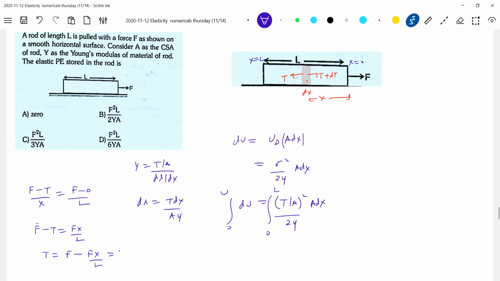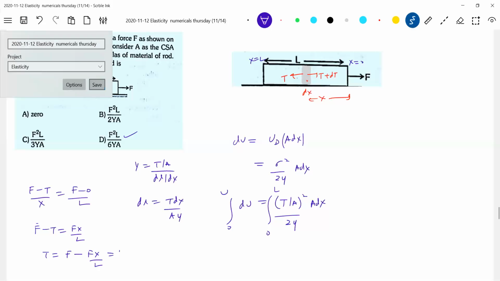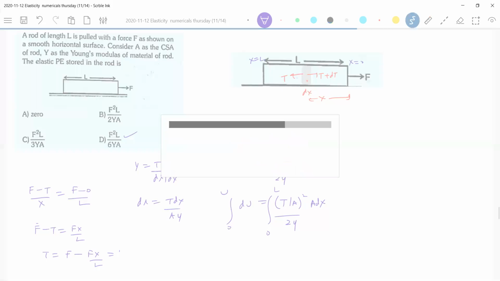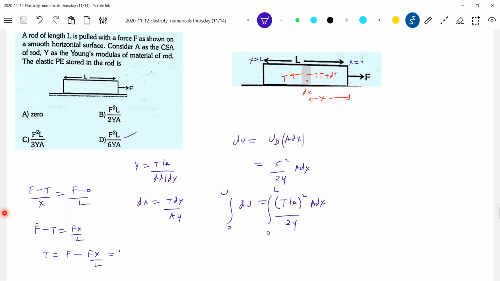Will you do this? Already I discussed it; I am just giving the gross idea. This will be the answer. We did it with two forces. Here it's only one force.